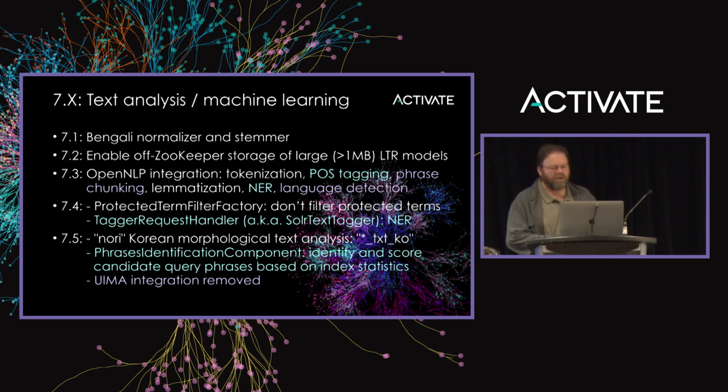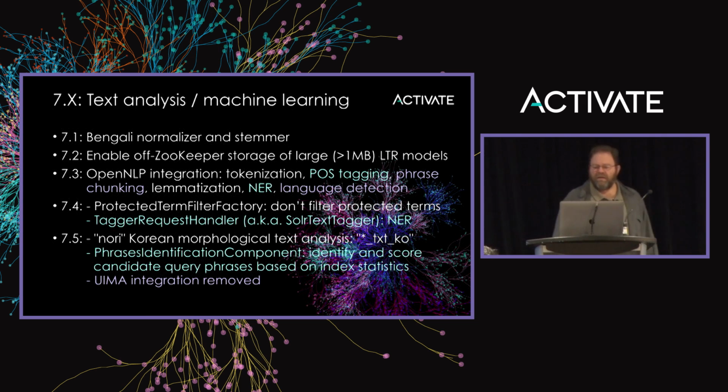In 7.5, a Korean morphological text analyzer, a module called Nori, was added. It actually was added to Lucene in 7.4, but the Solr configurations added examples to the config sets, to the schema, the underscore text, underscore ko dynamic fields that you see there.